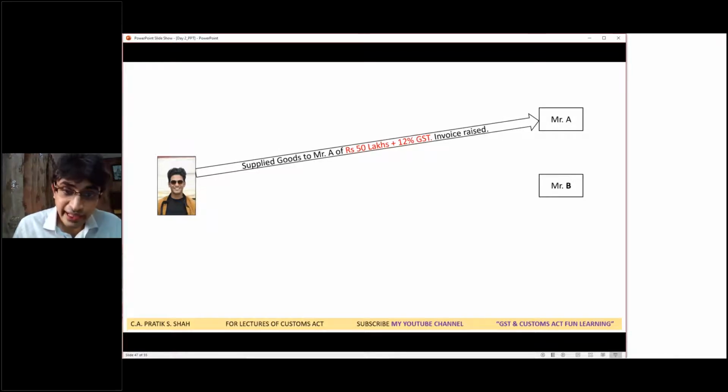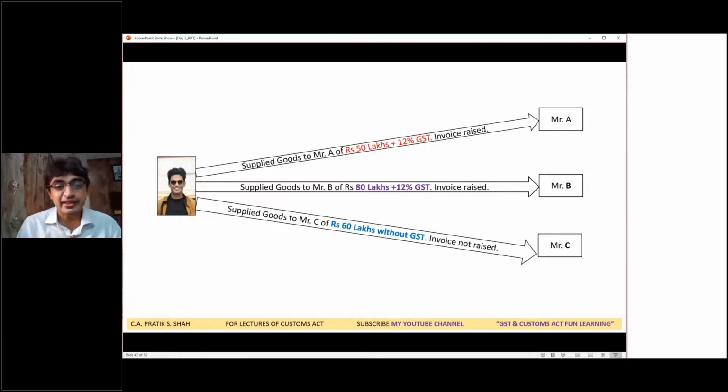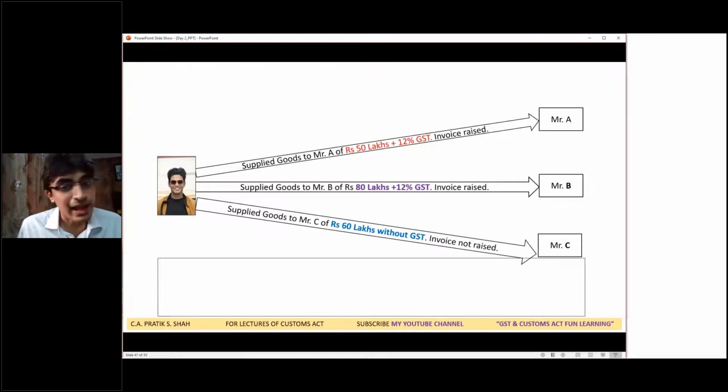Then he raised an invoice on Mr. B for 80 lakh rupees. He supplied goods of 80 lakh rupees to Mr. B and raised the tax invoice of 80 lakh plus GST. Everything is good. But then he supplied goods to Mr. C worth 60 lakh rupees. Now they manipulated. They supplied goods, but did not raise the tax invoice. So this 60 lakh was black money. Since there is no invoice on this 60 lakh, there is no GST also.